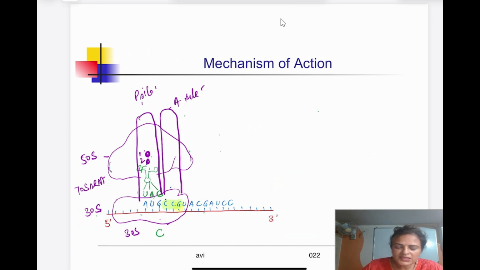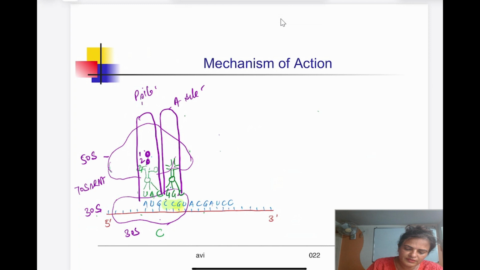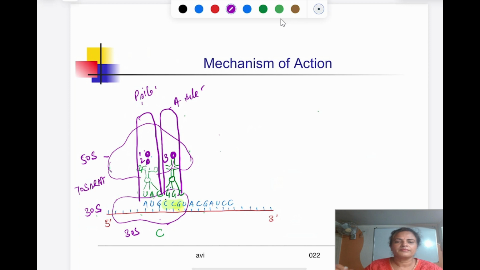Now transfer RNA is going to recognize this code. Which transfer RNA? The one having the anticodon G, G, C, and this is going to transfer another amino acid. Suppose it is amino acid 3. Depending on the code, that particular transfer RNA will be attached here. Okay. Now what is the next step?